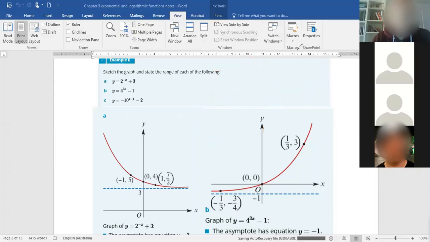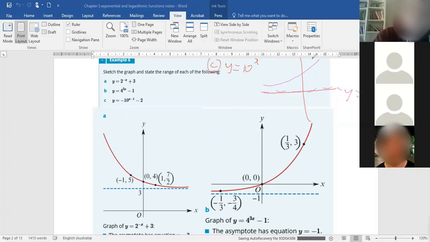I'll do the same for part C. The first thing I'm going to do is y equals 10 to the power of x. I know it's been translated, but that doesn't really matter at the moment. So 10 to the power of x, asymptote right there, y equals 0, looks like that.